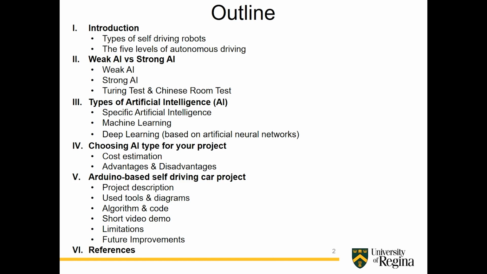So if you were to make your own self-driving robot project, you would know which specific type is more suitable for your project. For example, if the task of your project is very simple, you may want to use a specific AI, but if it's more complicated, you may want to use something like machine learning or deep learning, depending on the complexity of your project. Okay, let's get into the presentation.